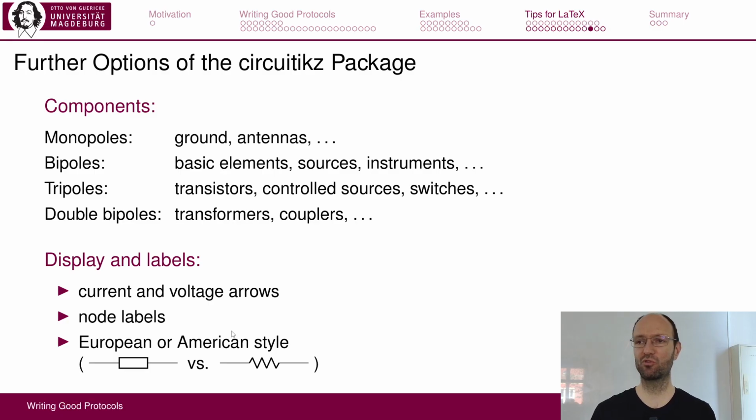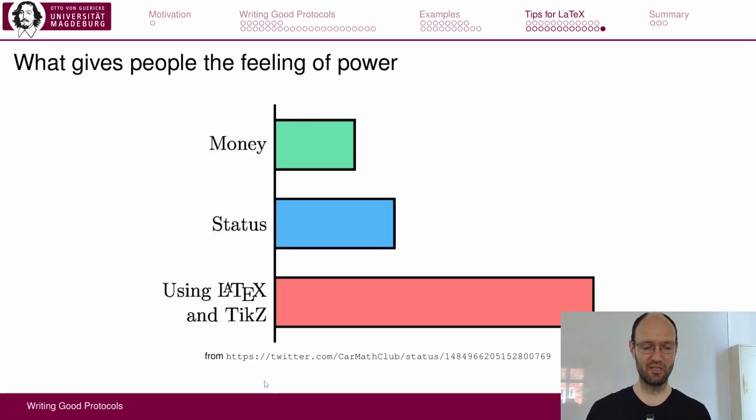And so you can have a long document with tens and hundreds of circuit schematics, and you change one line in the document, namely American resistors instead of European resistors, and then all the circuit schematics in all your document will turn from these resistors into these resistors. And this of course gives people a feeling of power, right? Money and status are nice, but using TikZ and LaTeX, this is really what makes you happy.